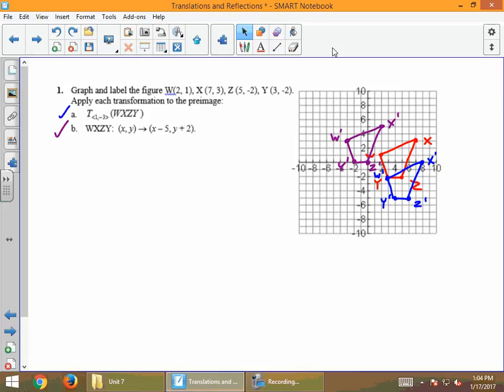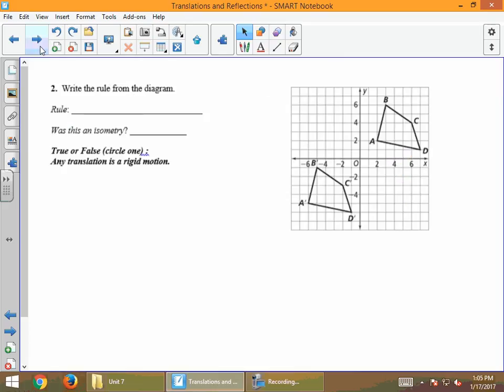Questions? If you can count, you can do this. Just make sure you go left or right first, then up or down. Good? All right, let's do the reverse of it. If we have the rule, we can graph it. What if we have a graph? How do you find the rule?